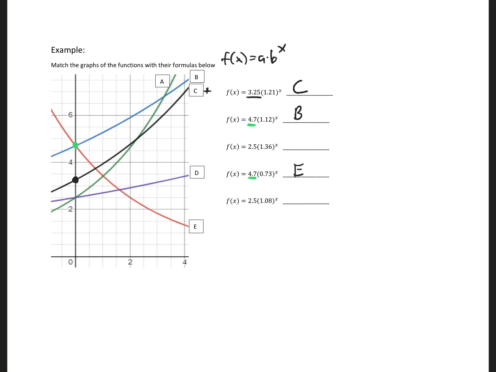That gets us to our last two available functions, and you'll notice both of them have a vertical intercept of 2.5. But you'll notice the graph of A is increasing much faster than the graph of D. Since this function has a larger growth factor at 1.36, I would assume that would be A, and this one must be D.